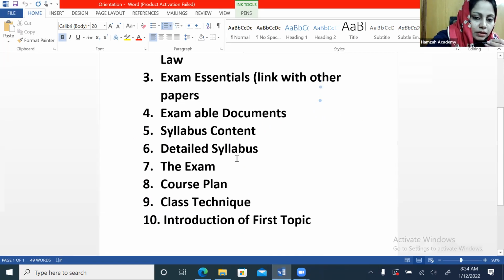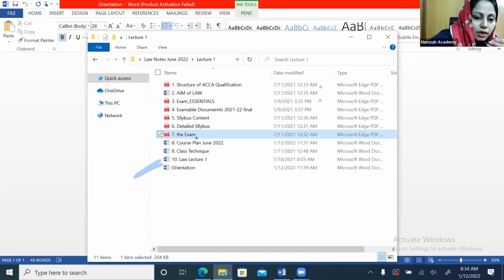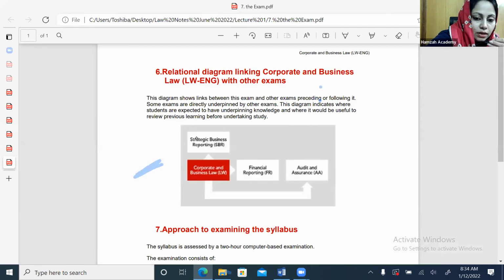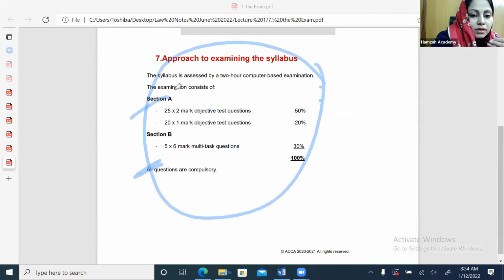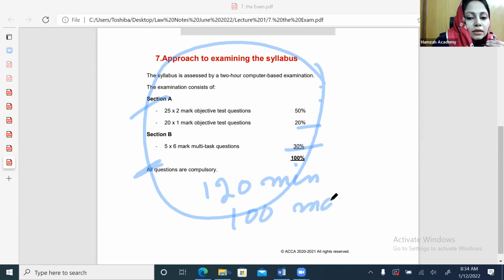The exam, the 7.7, the exam. We also have a brief introduction of our exam. Let me open it in front of you again. This is your exam. 2 sections. Section A is of 70 marks. Section B is of 30 marks. You have 120 minutes for 100 marks. That means 1.2 minutes per mark. All right.